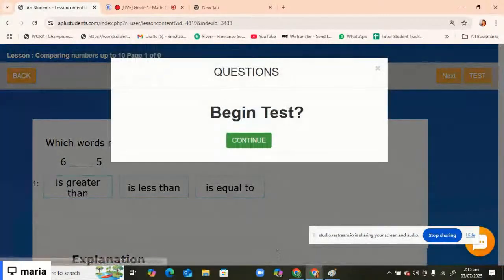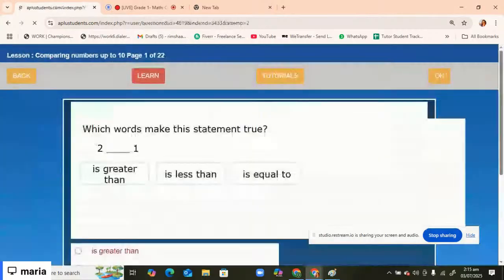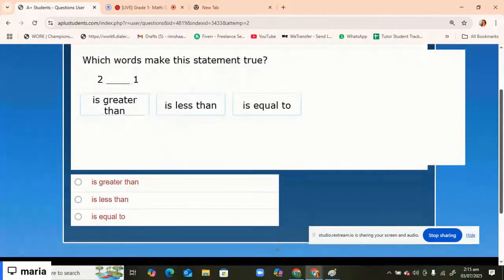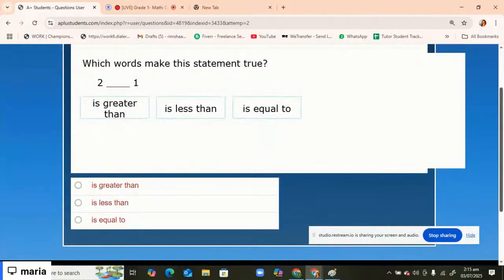Let's do the test questions. Everyone tell me in the chat one by one all the answers and then we click it out. Which word makes the statement true? 2 and 1 is given. 2 is greater than 1, 2 is less than 1, or 2 is equals to 1. Which option is right?